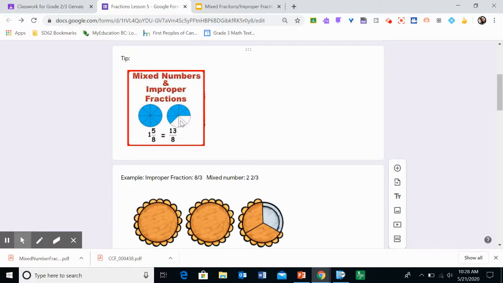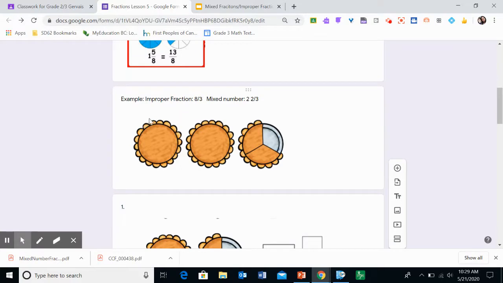So 1, 2, 3, 4, 5, 6, 7, 8. So one whole has 8 parts because we're counting the 8 plus the 9, 10, 11, 12, 13. That's why it's 13/8. So feel free to look up here when you're doing your assignment. It is a tip for you. All right, so this is also just an example of what it's going to look like.